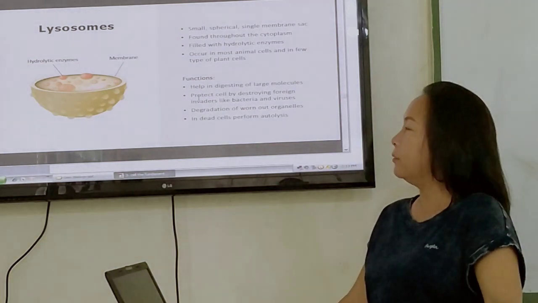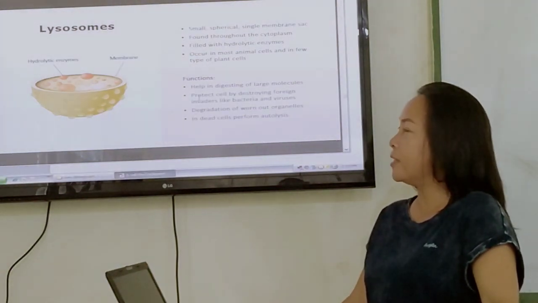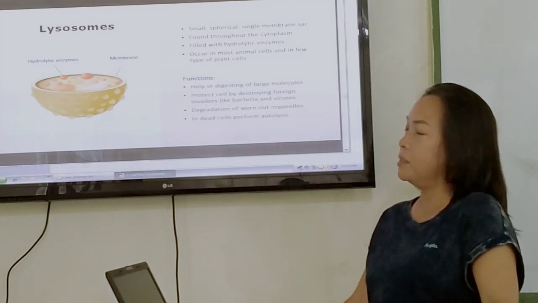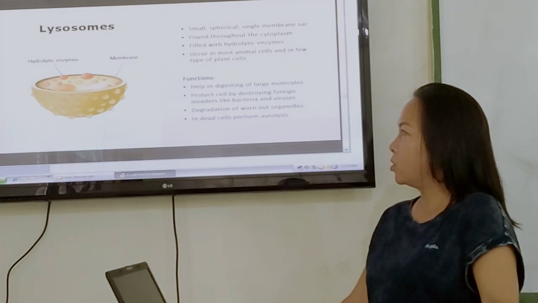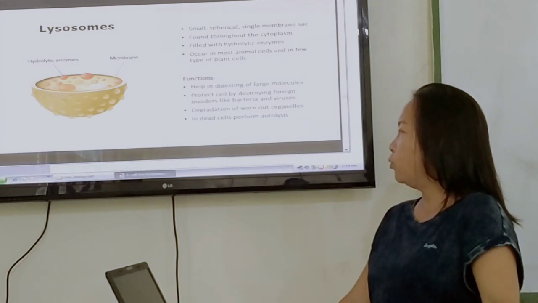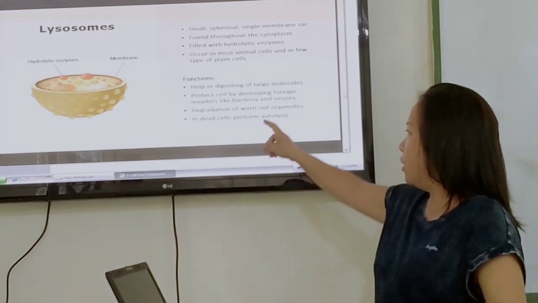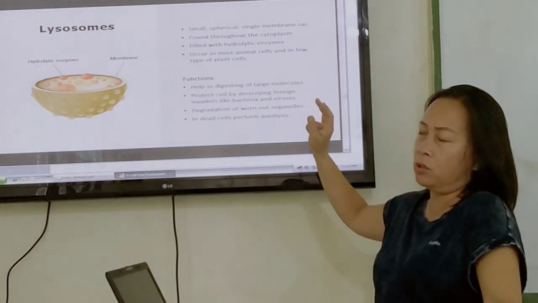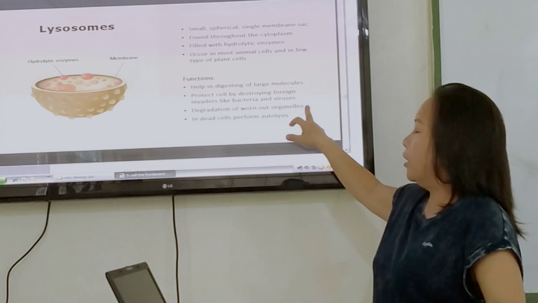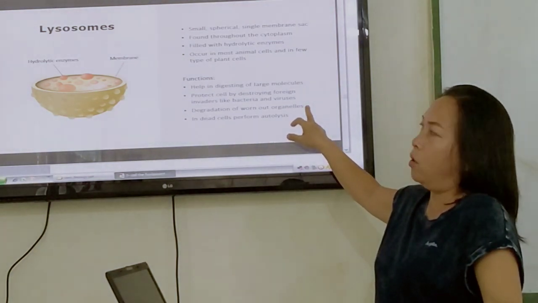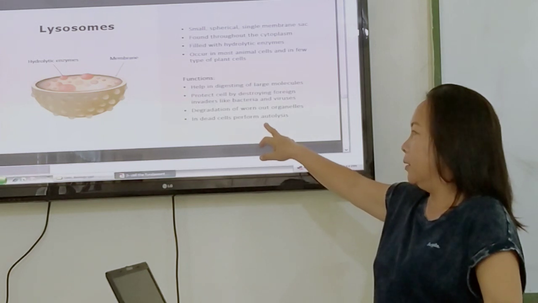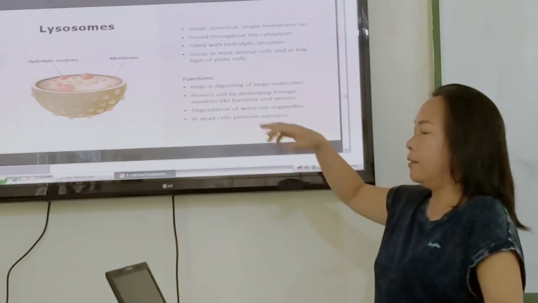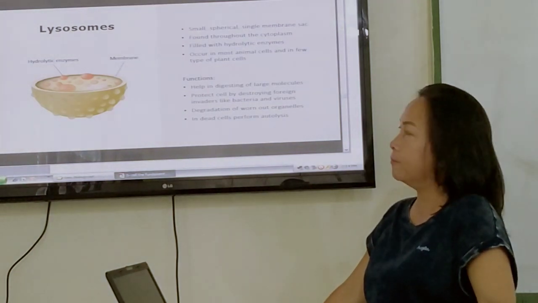So this function helps in digesting large molecules. Or there are also some foreign microorganisms like bacteria and viruses that would be engulfed by these lysosomes and digested by their hydrolytic enzymes. So that will be degraded. And of course, for those worn out organelles like the mitochondria I mentioned a while ago, they will not be thrown out. They have to be engulfed by lysosomes, and that will be degraded by the digestive enzymes and ready for recycling.